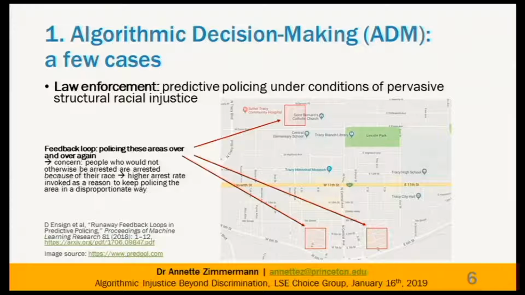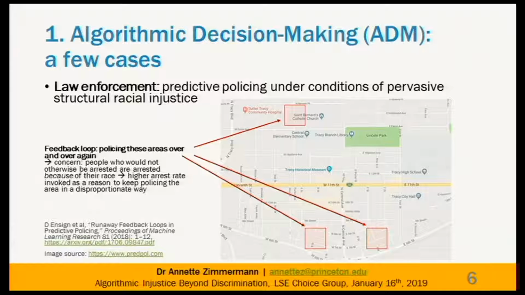Great. Okay, so just to give you the second case, law enforcement. Again, there are multiple ways of using algorithmic decision making here. One of them is predictive policing. And again, this becomes really worrying given that we have pervasive structures of social inequality. The specifically algorithmic problem that arises here is feedback loops. What I have here is a crime map by the company Predictive, and it highlights high crime areas, which are essentially based on arrest rates.